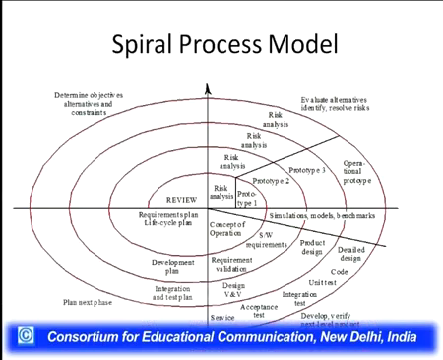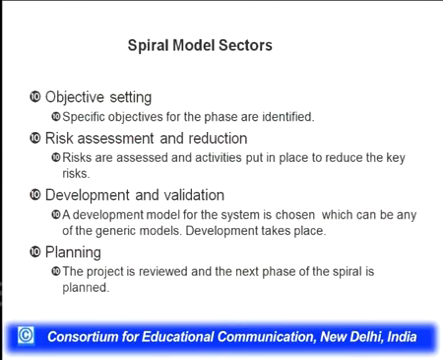The spiral model provides a more flexible kind of way in which the activities are taken up. You can see here in the spiral model the phased manner of the activities. Basically this is used in risk assessment and reduction, development and validation, and planning. So the spiral model provides a more flexible way in which the software development life cycle can be implemented. We shall be discussing more models on software development in the forthcoming lectures.